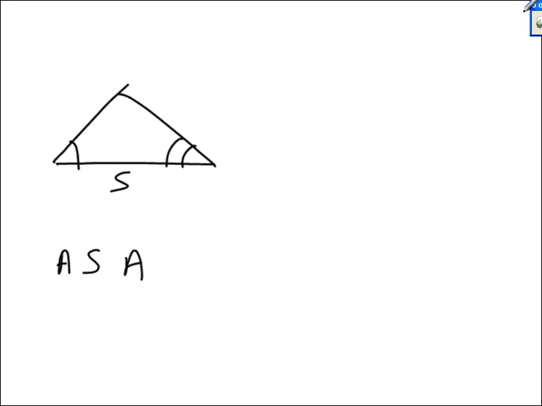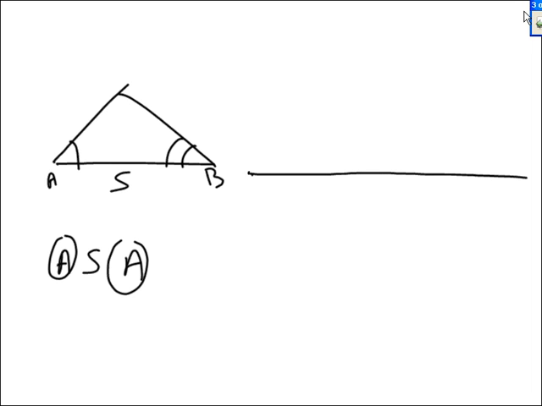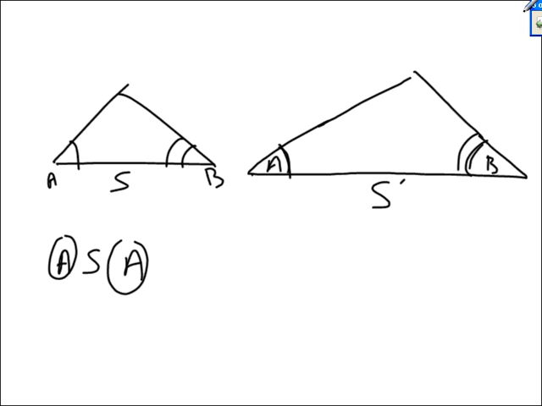Now, if just the two angles were the same, if I were to extend AB, so basically, that's the same angle A. And over here, that's the same as angle B. The thing is that this is S prime. It's not the same as S. It's longer. But nonetheless, they have the same two base angles.